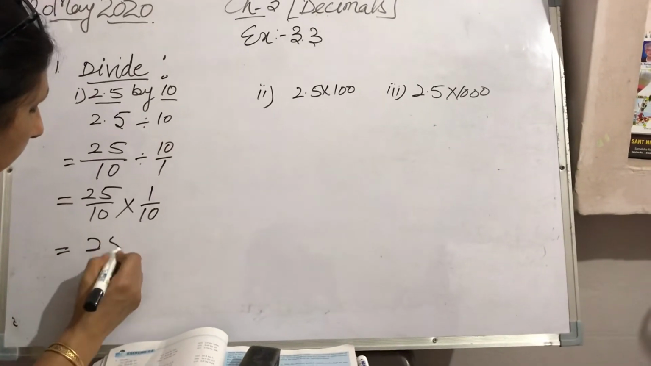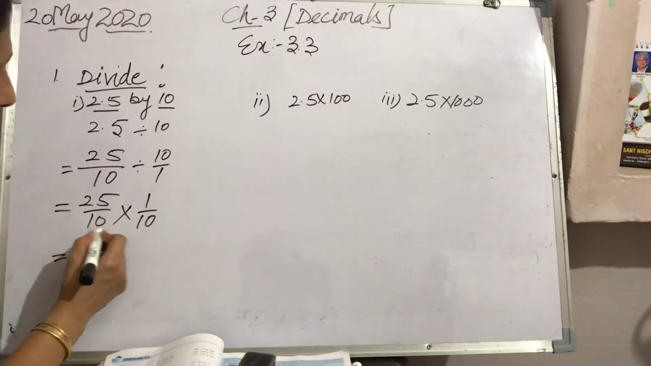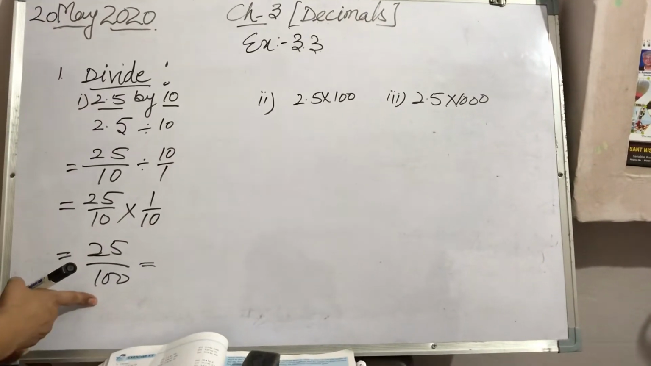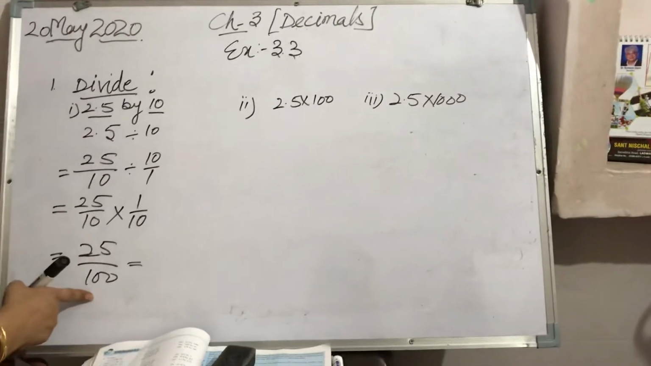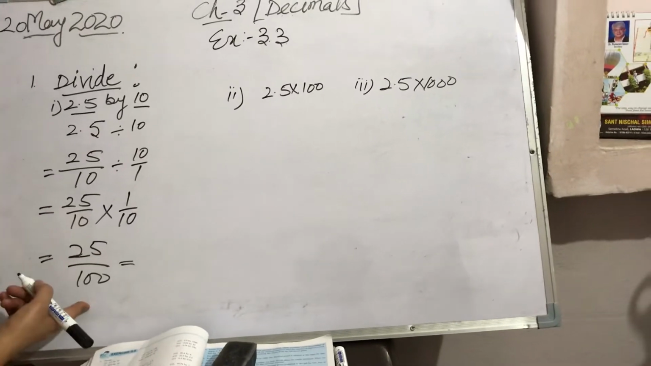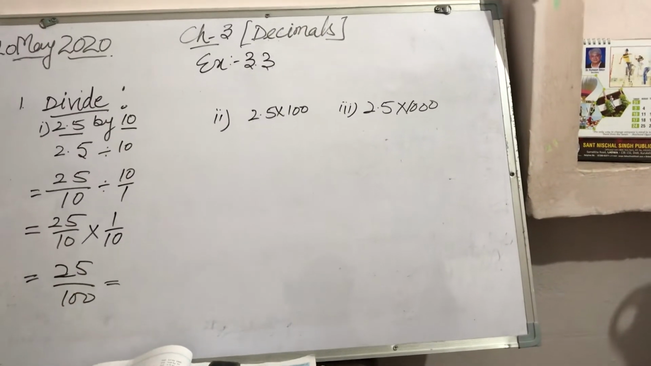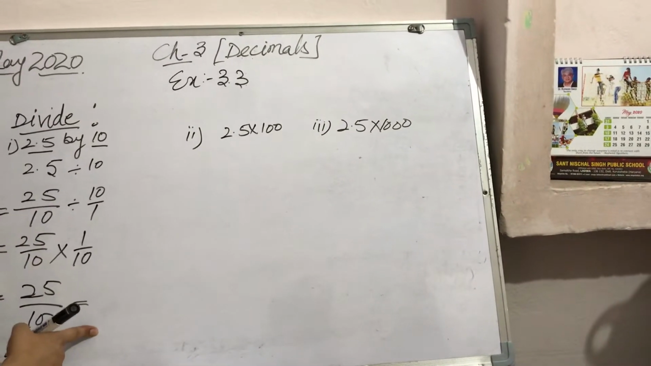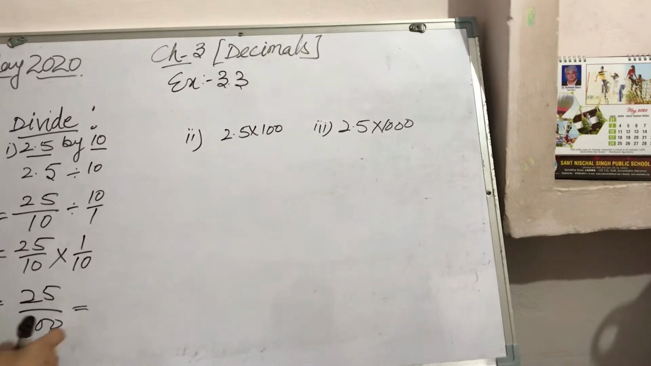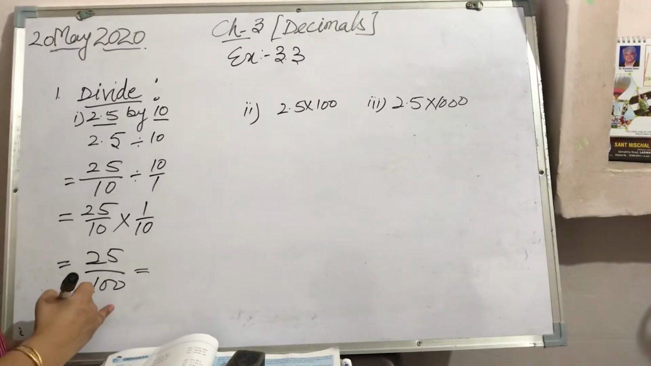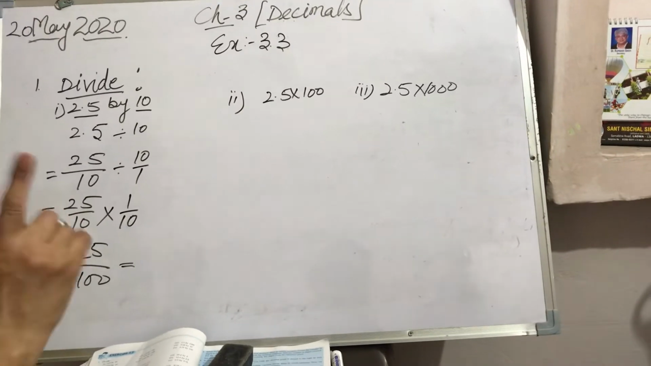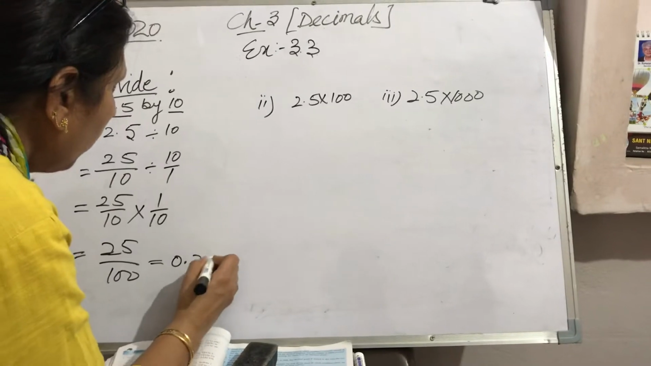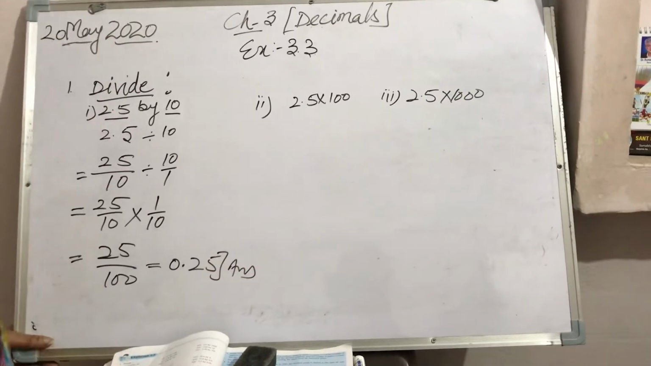So 25 upon 10 tens are 100. So easily we can convert into decimal place. That's why we are not reducing it. Otherwise it can be reduced: 25 4s are 100, 1 upon 4. Again we'd divide them and convert into decimal. So directly we can convert into decimal. That's why we are not reducing them. So only 2 zeros are there at the denominator place, so 2 digits should be in the decimal places. So 0.25. This is the answer.